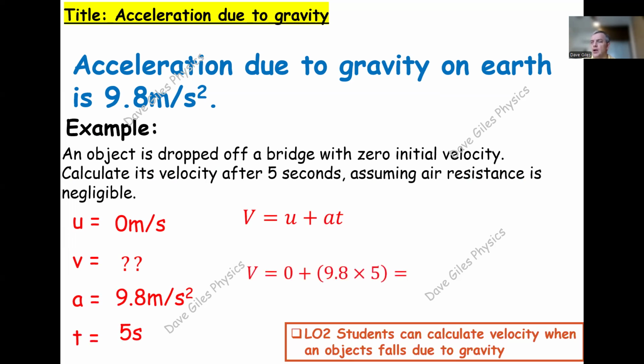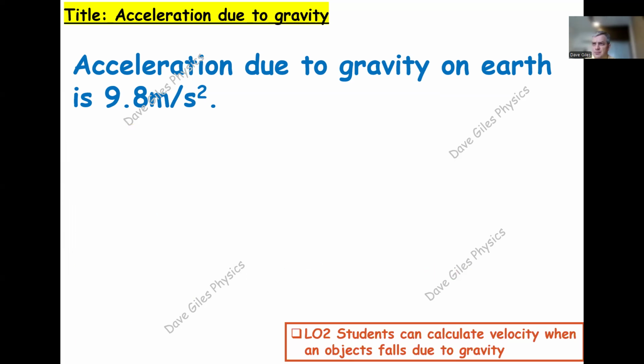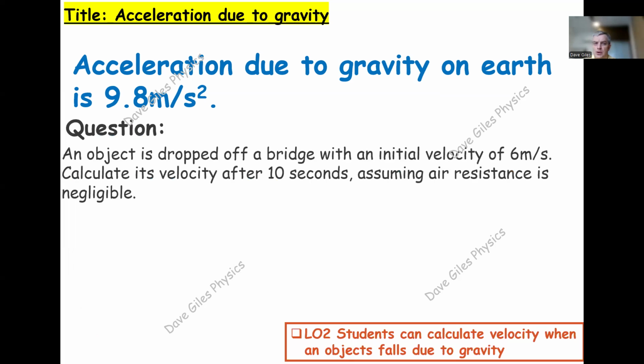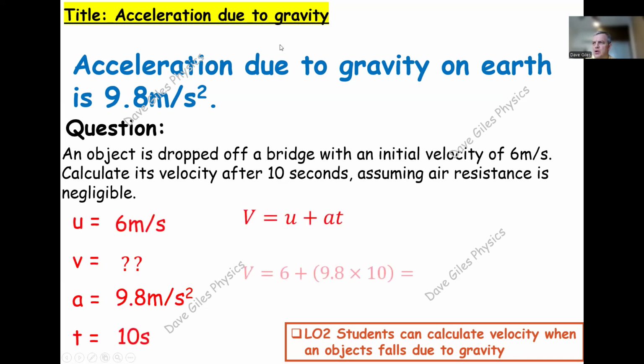So 0, because it's starting at 0, plus 9.8 times 5, which is 49 meters per second. Try this one yourself. Pause it, and then I'll put the answer on now. You get a final answer here of 104 meters per second.